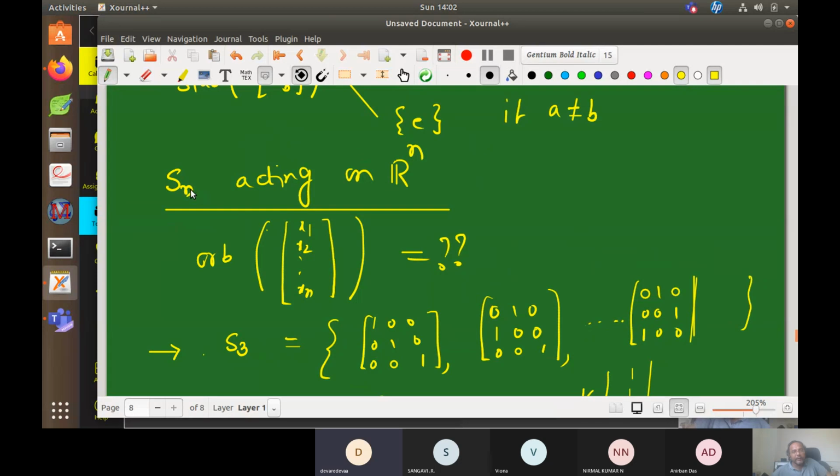This was one very nice example. This one we can actually work out more and study more things, Sn acting on Rn. In the next class, maybe I will tell you more things: GLn(R) acting on Rn, GLn(R) acting on Mn(R). There, much more linear algebra only, I will bring everything.